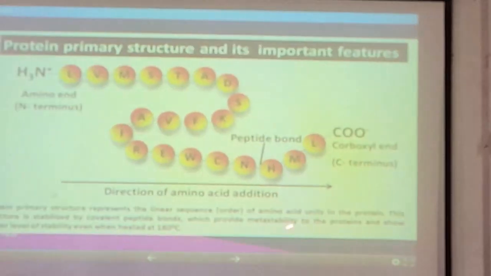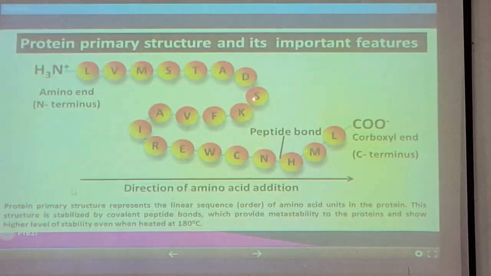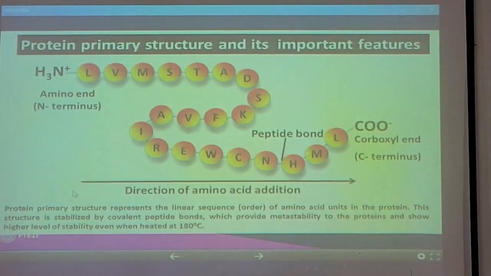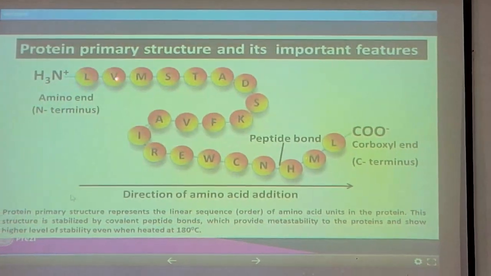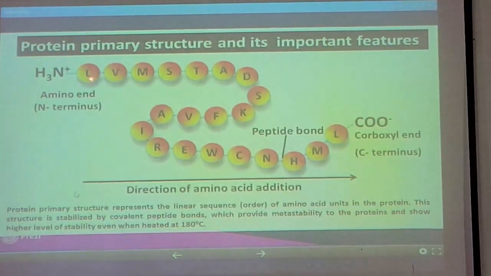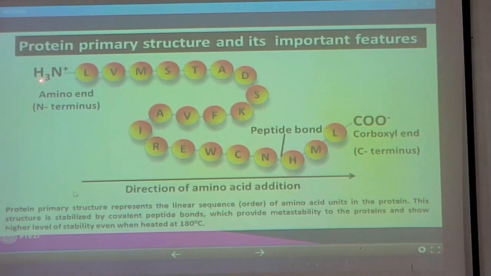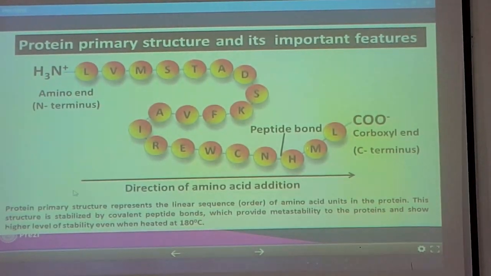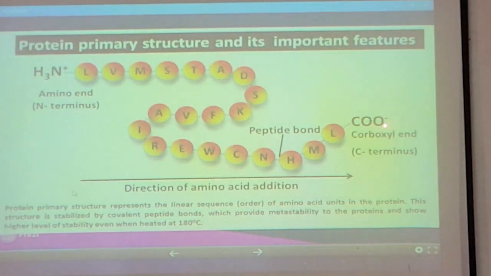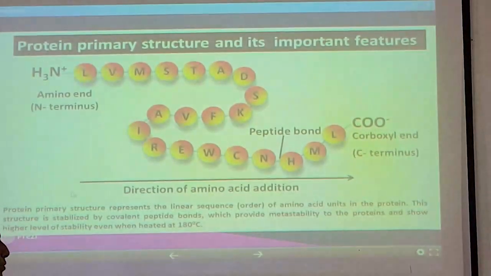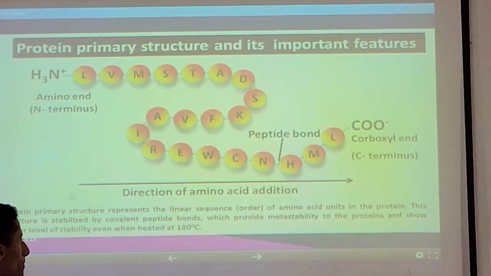As we see here in this picture, this is a polypeptide chain, which is formed by amino acids. The first amino acid has a free amino group and is called the amino end or N-terminal, and the last one has a free carboxyl group, which is called the carboxyl end or the C-terminus.